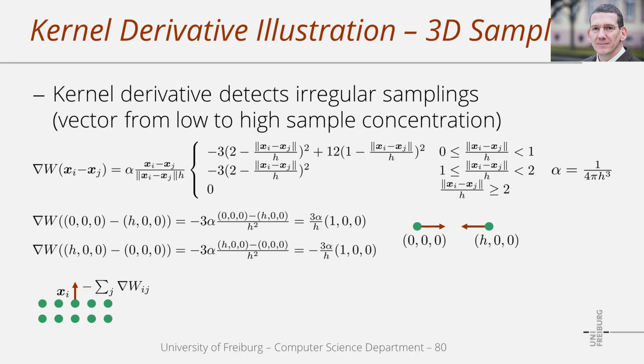This has been discussed as one of the properties of the kernel gradient. So from the sum of the kernel gradients over the neighbors, we can actually detect whether the neighborhood is properly sampled with particles or whether there are missing samples. That's it about the introduction to SPH.